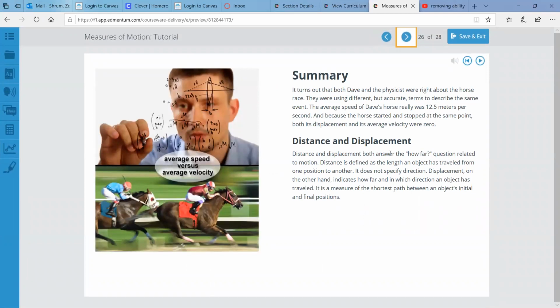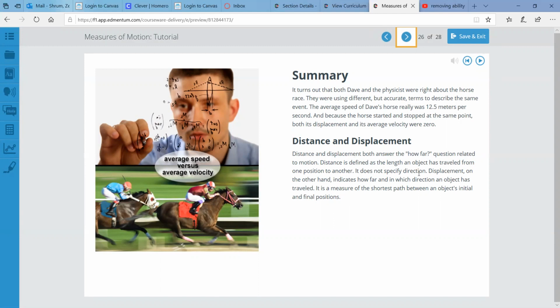So remember the horse racing example before. Dave and his physicist friend were right about the horse race. They were using different but accurate terms to describe the same event. Average speed of Dave's horse was 12.5 meters per second. And because the horse started and stopped at the same point, his displacement was 0, so his average velocity was also 0.